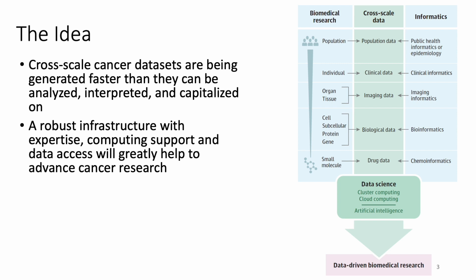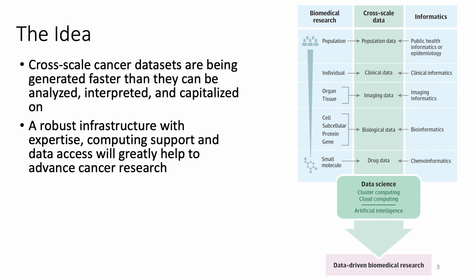In the past, people developed different areas of informatics to handle data generated by this research, right? Obviously, from these different scales of research, we generate different levels of data. At the population level, we have population data. At the individual level, we have clinical data. At the organ and tissue level, we have imaging data. At cell, subcellular, protein, and gene level, we have molecular data. And at the small molecular level, we have drug data, right?